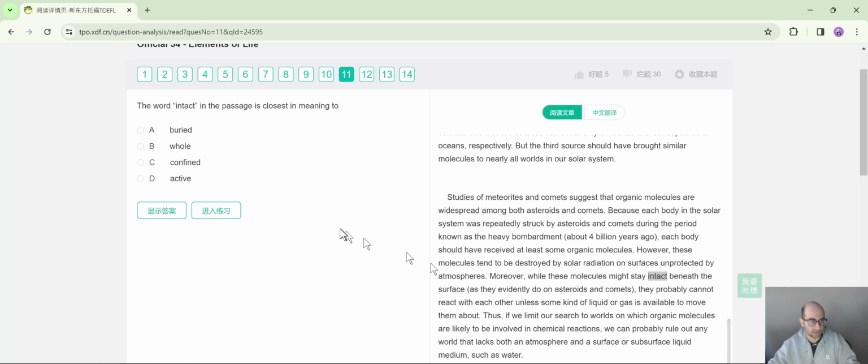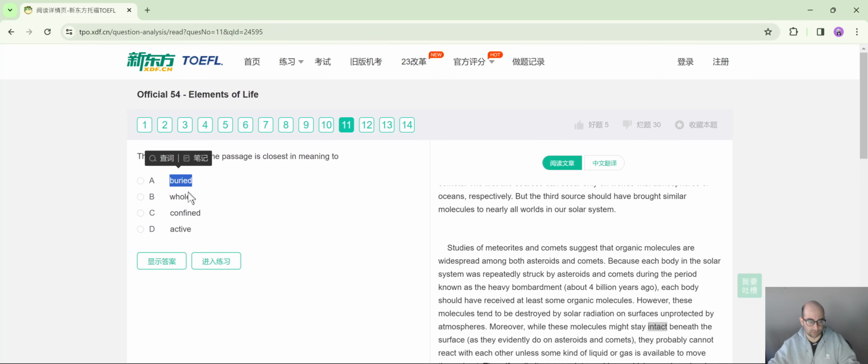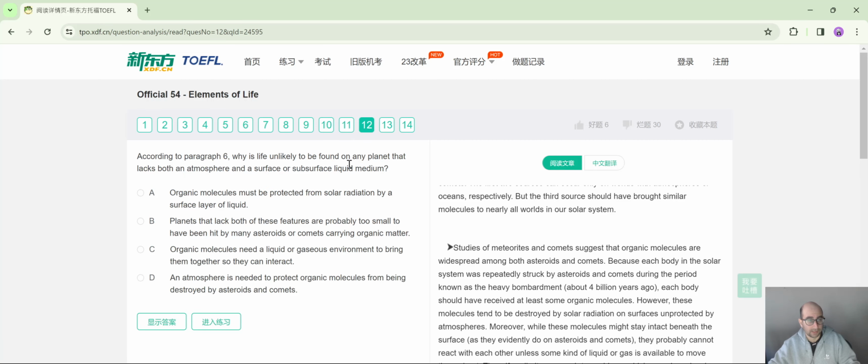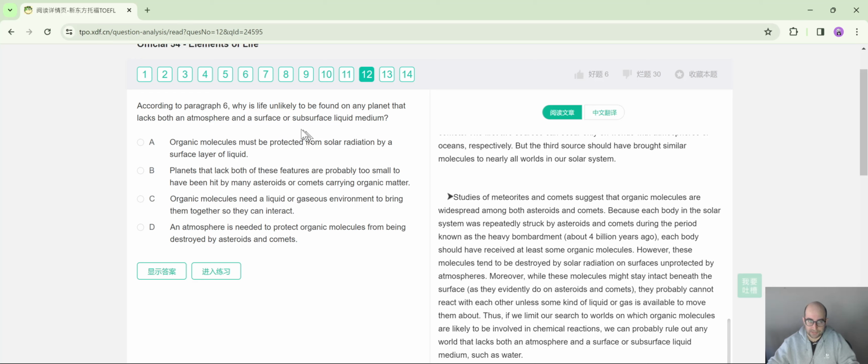Okay. So buried, no, that doesn't make sense. Whole, yeah. That's together, right? Confined, no, that doesn't make sense. Active, no. B is the right answer. Move on. All right, according to paragraph 6, why?